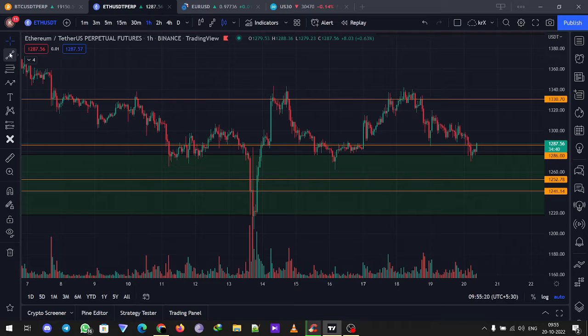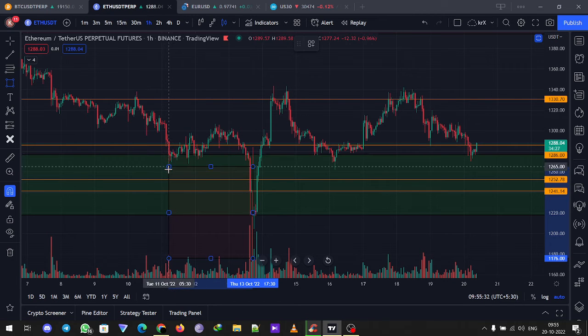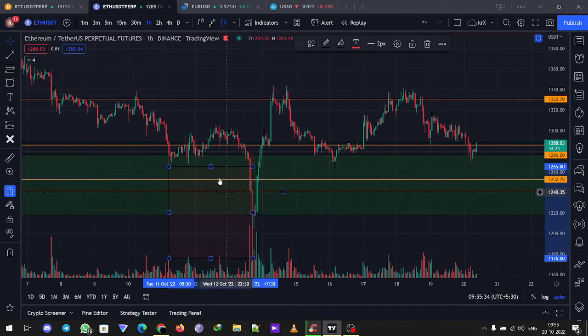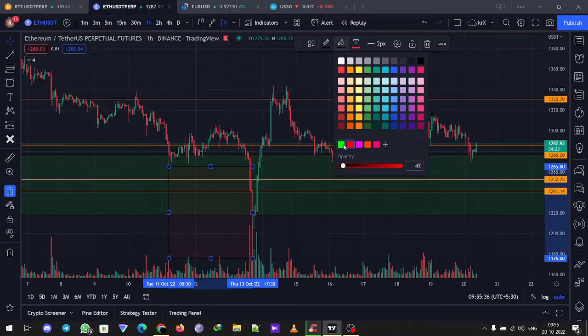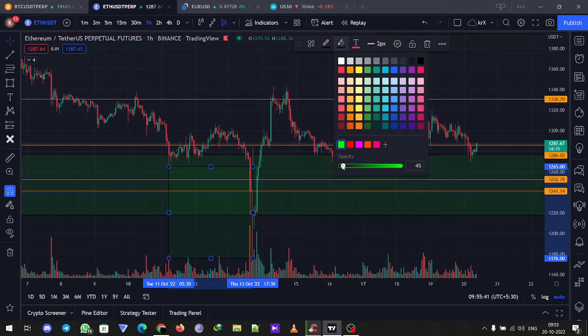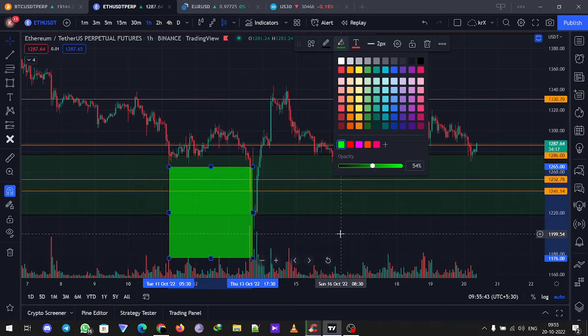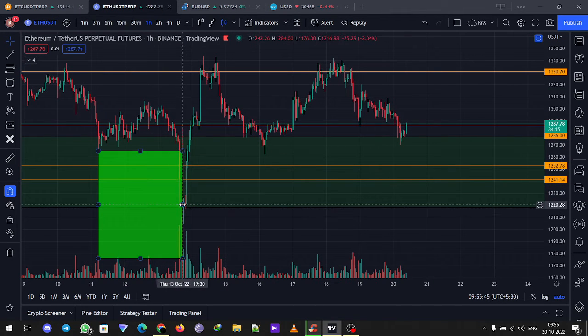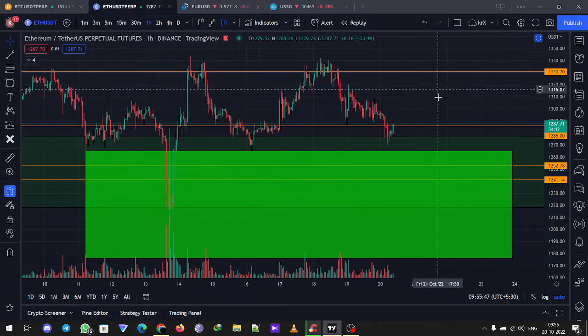And now let us draw the ranges. Select the rectangle tool from here and select the magnet tool. See, this is our new low and this was our previous low. Darken the zone to make it more visible. Extend the zone. Okay.